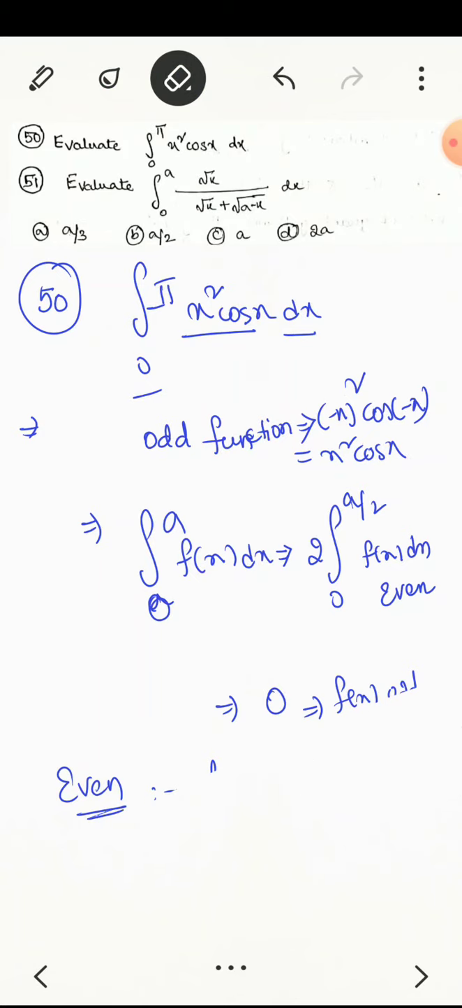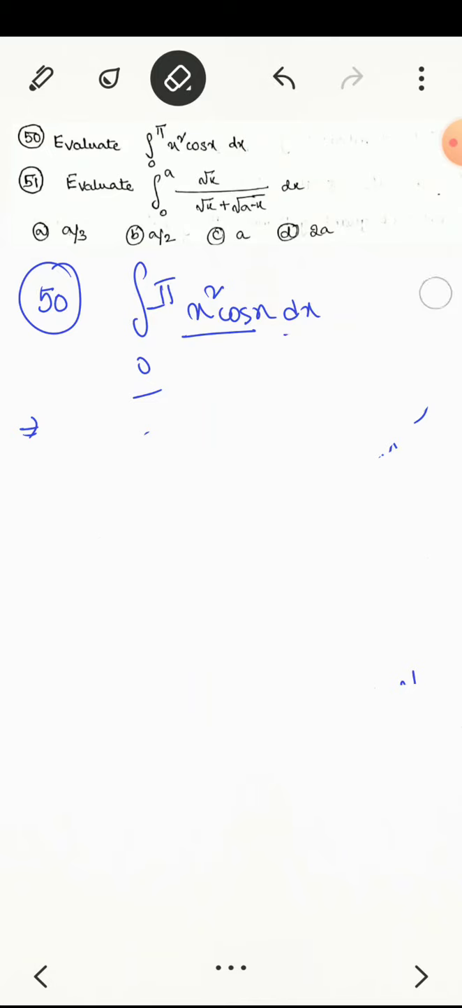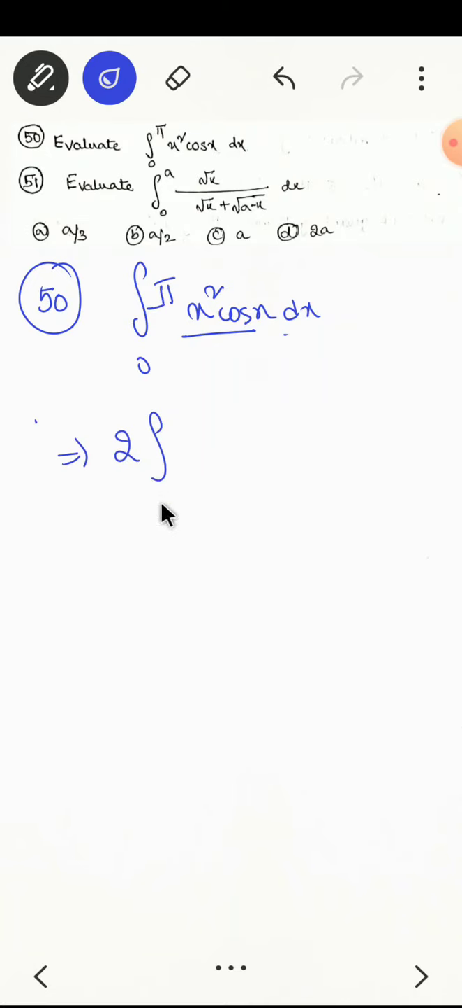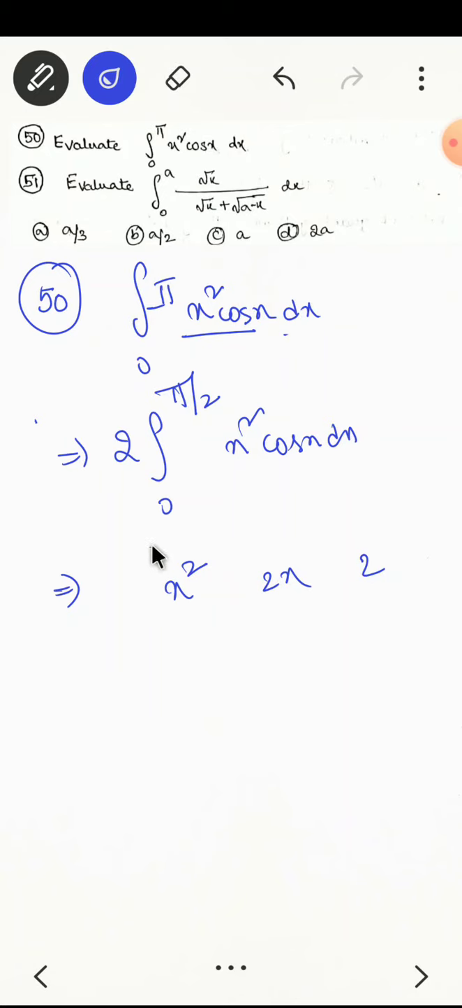So let us solve this problem. Since it is an even function, we cannot simply put 0. I can write it as 2 into the integral of 0 to pi by 2 of x square cos x dx, using the property. Then differentiate x square: x square, 2x, 2, with signs plus, minus, plus. Now for cos x, you start with cos x, then sin x, then minus cos x, then minus sin x.